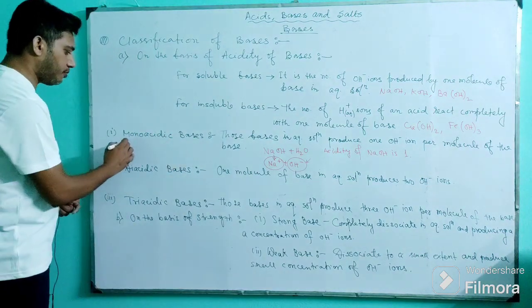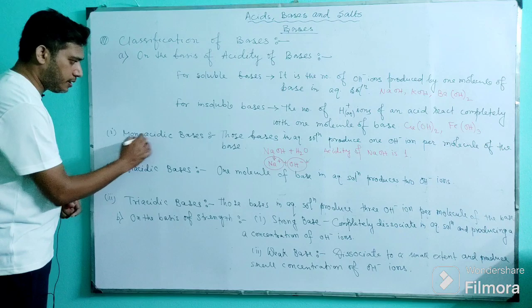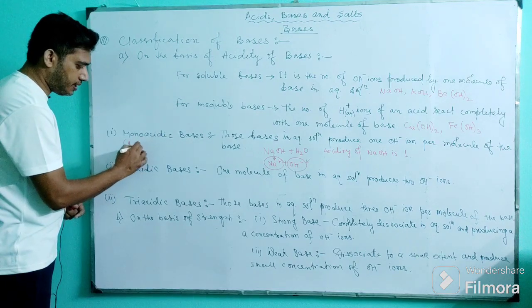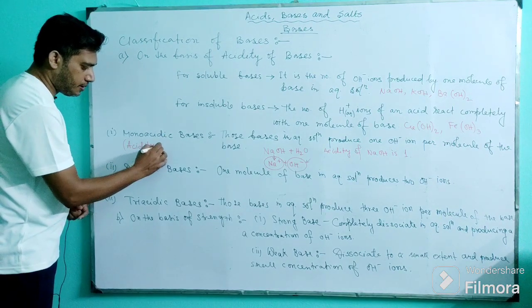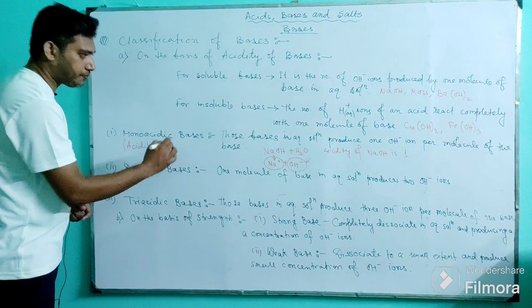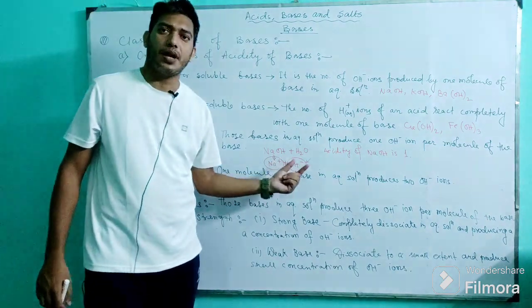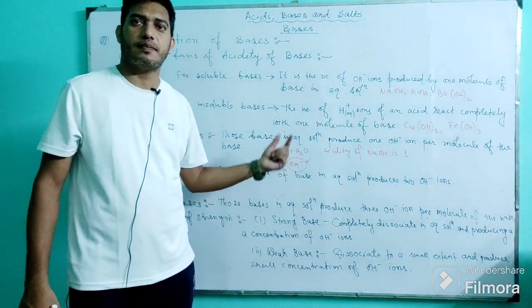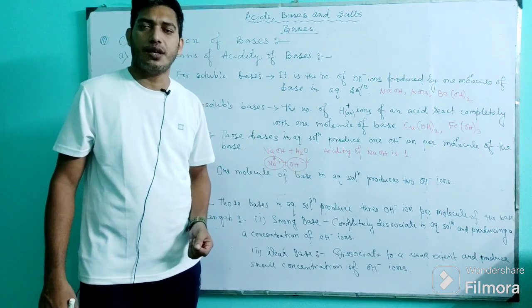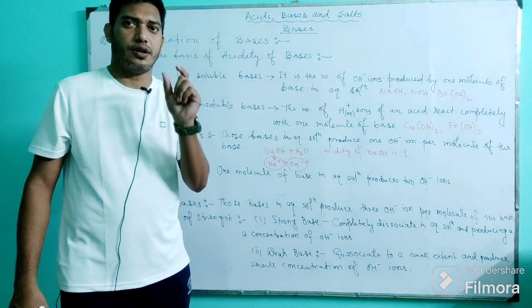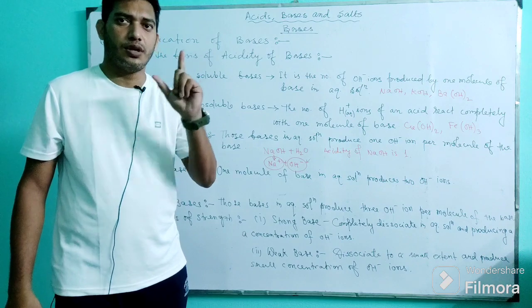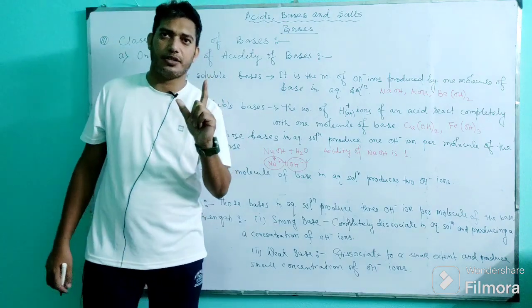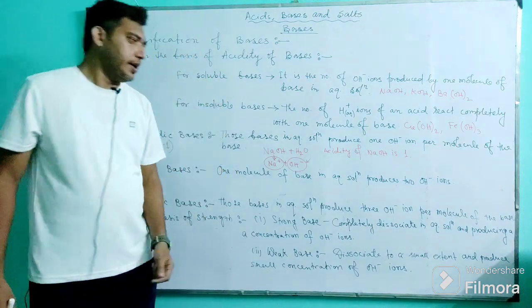We can write here, for monoacidic base, acidity is 1. Similarly, for potassium hydroxide also, K plus and OH minus ions are formed. So the number of OH minus ions is 1 only. So the acidity of potassium hydroxide is also 1.